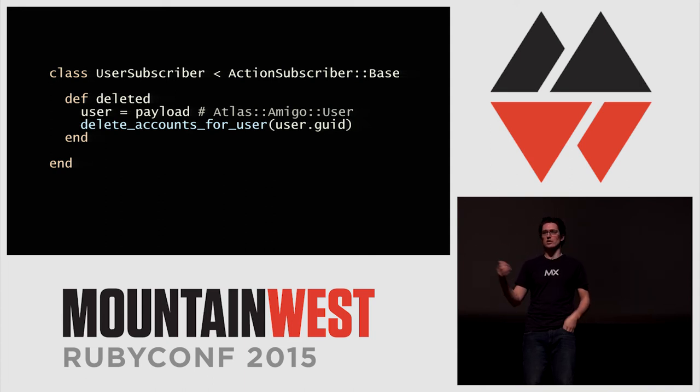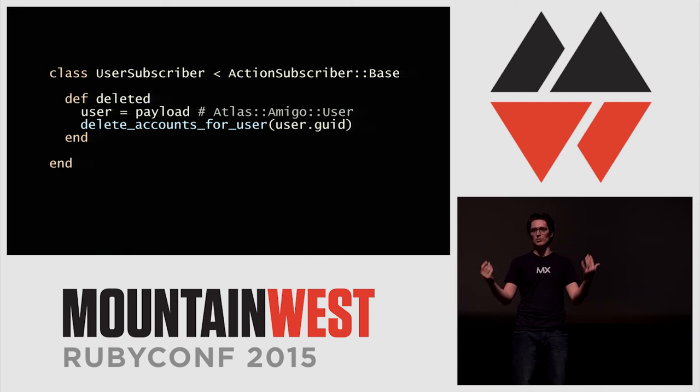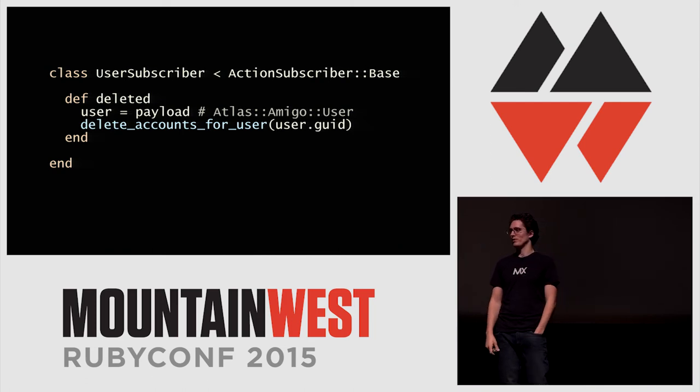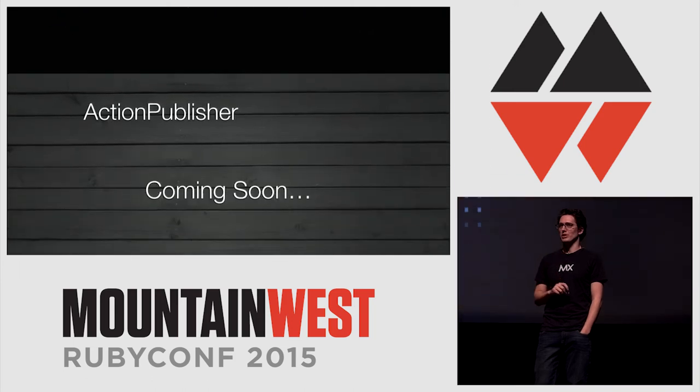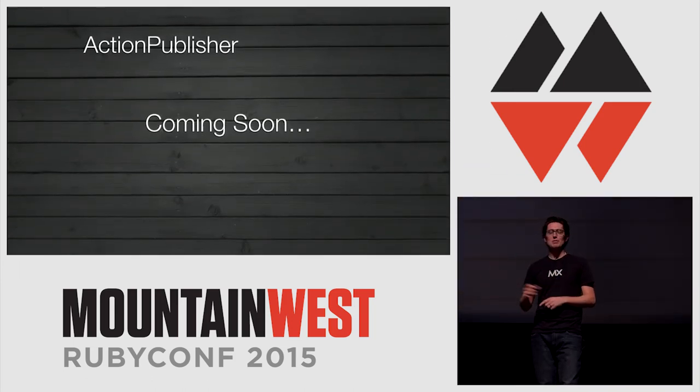Except here the payload is whatever the message was that got published to RabbitMQ. And Action Subscriber also supports middleware, so we jam a middleware in there that decodes the protobuf object, so that by the time it hits your subscriber, it's just another Ruby object, and you can deal with it in whatever way you like. So that's pretty convenient.